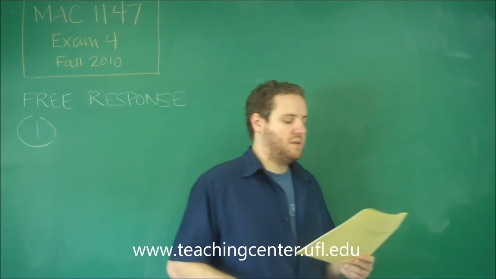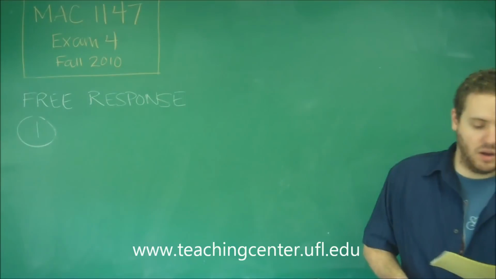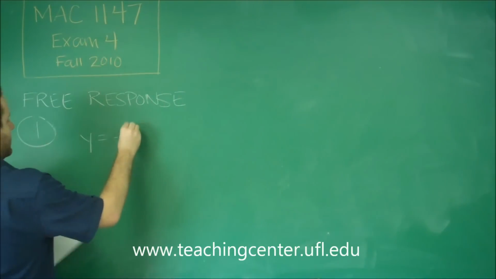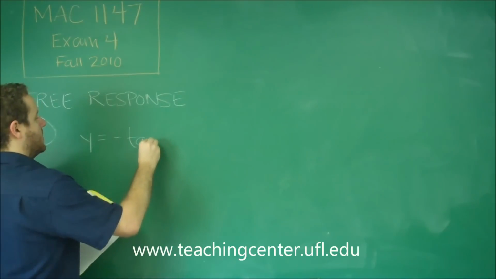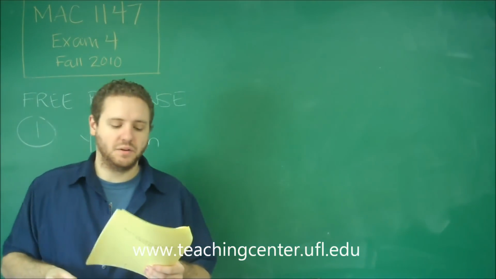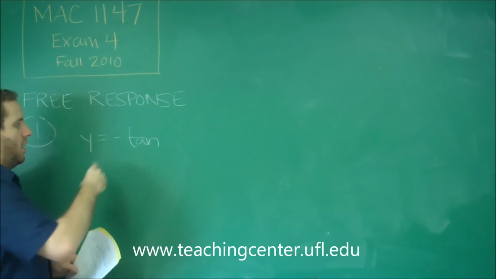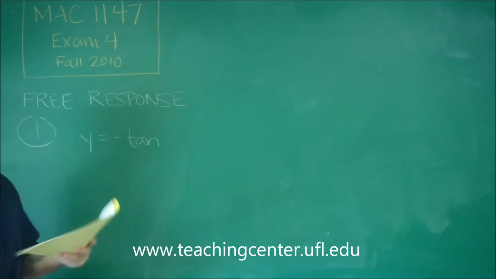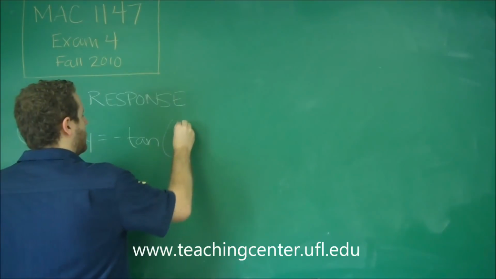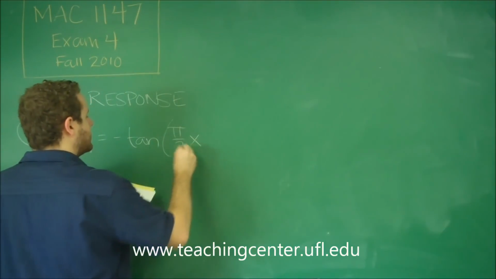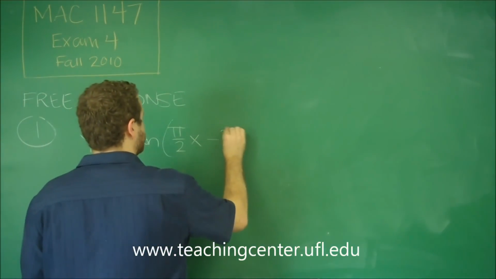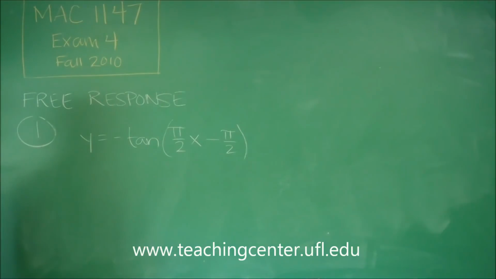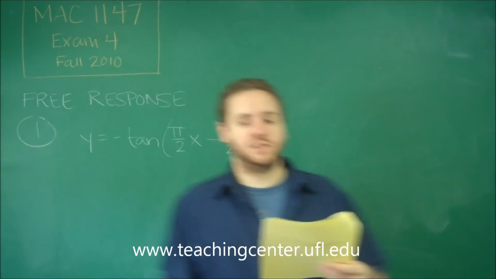Okay, so for number one, we're given a function, in this case y equals negative tan, and we have a couple of interesting things here about this function. There's a lot of translations done here. So we reflected about the x-axis, upside down vertically, because we have a negative sign outside. We have pi over 2x minus pi over 2. So we have some sort of shift here as well as a horizontal compression.